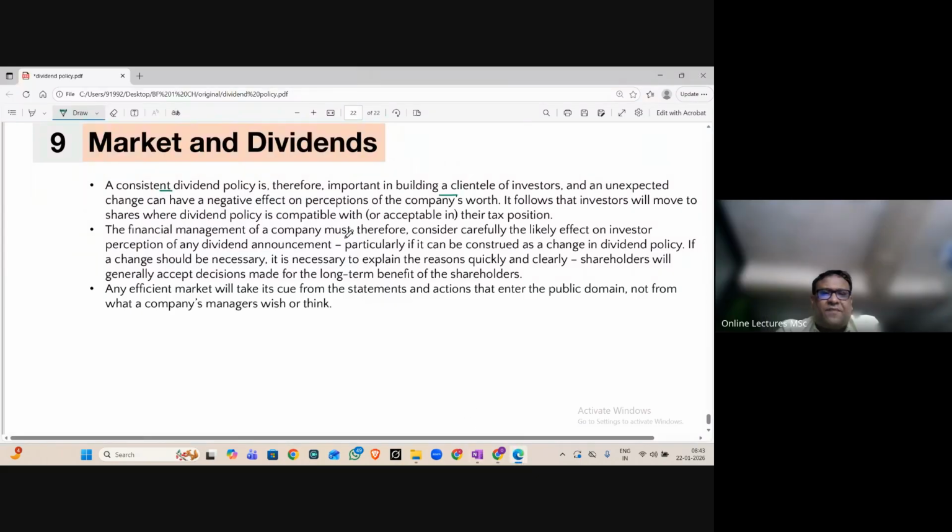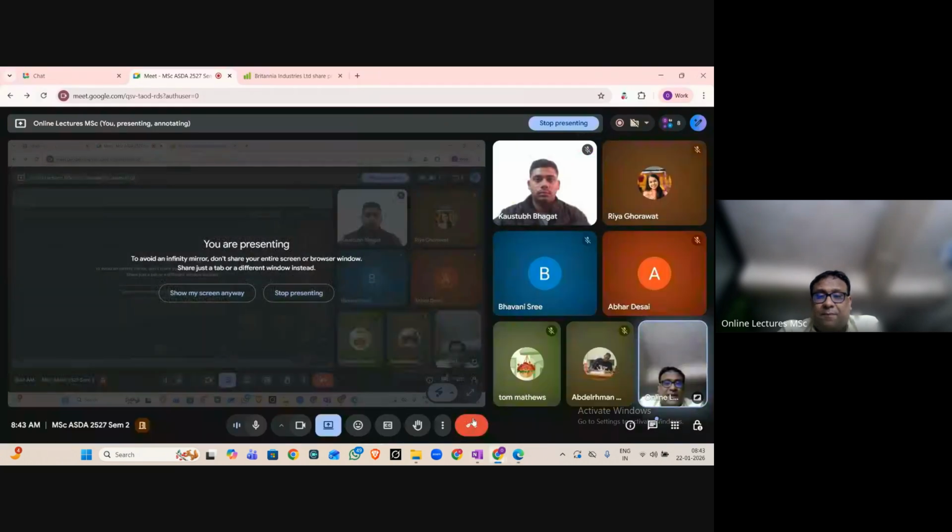The financial management of the company must therefore consider carefully the likely effect of the investor's perception of any dividend announcement. Correct? An efficient market will take its cue from the statements and the actions that enter the public domain, not from what managers think or wish. I mean to say, you have to be very cleverly playing the market card, because the market will be reacting on the actions you took and not just on your words or your feelings. All good? Yes.